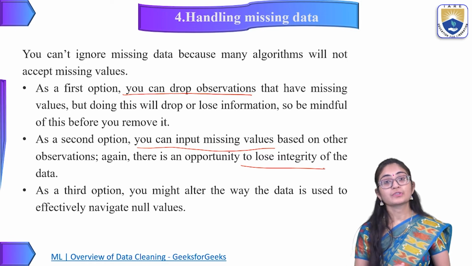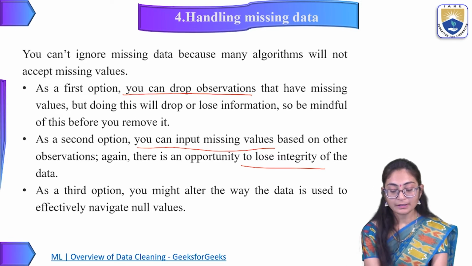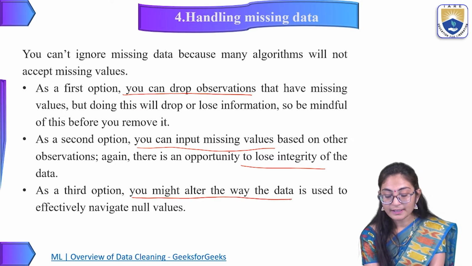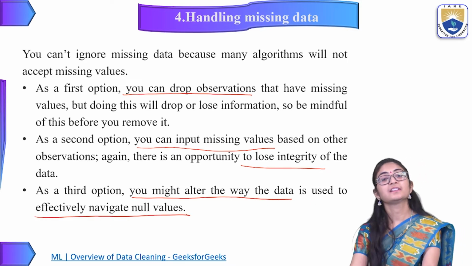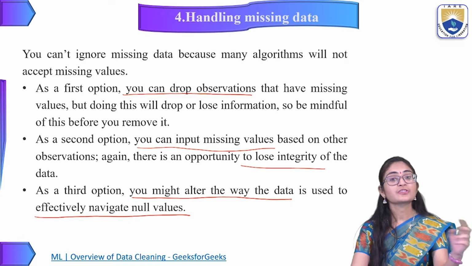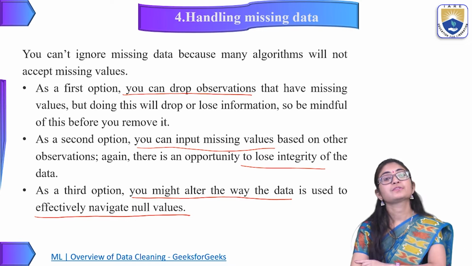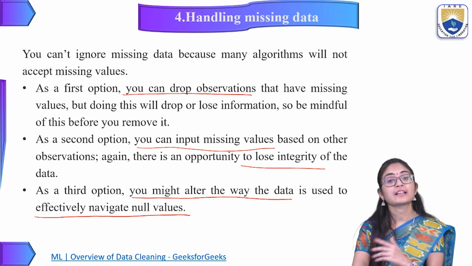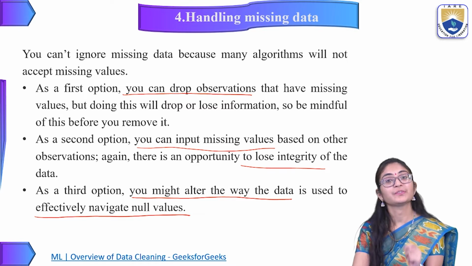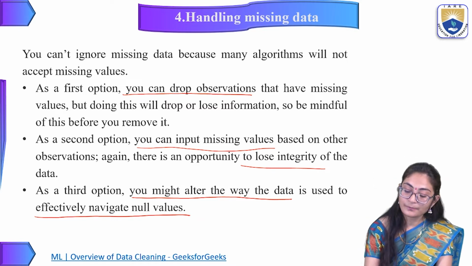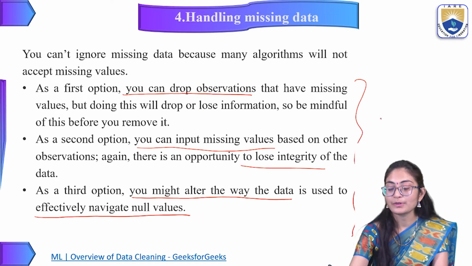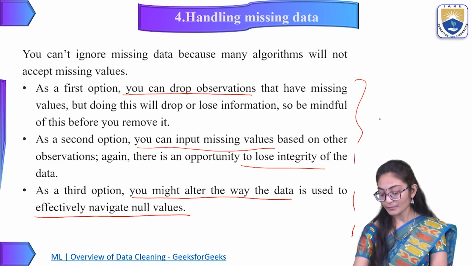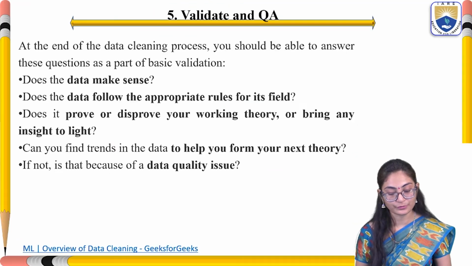Then the third option is you might alter the way the data is used to effectively navigate the null values. You can change the way of data where your null values can be navigated very effectively. That means if there are some missing values, you have to follow any one method. It totally depends on you.